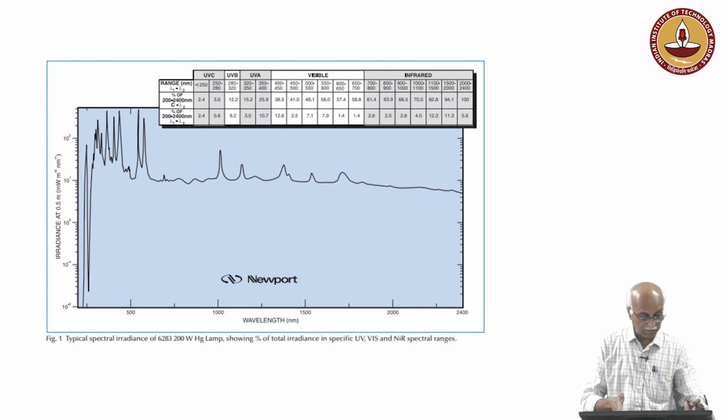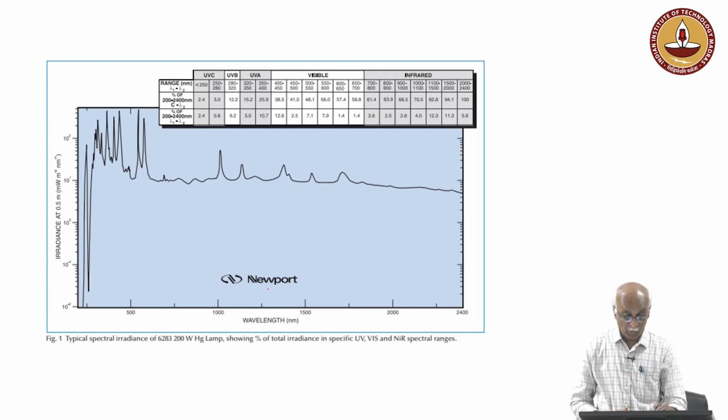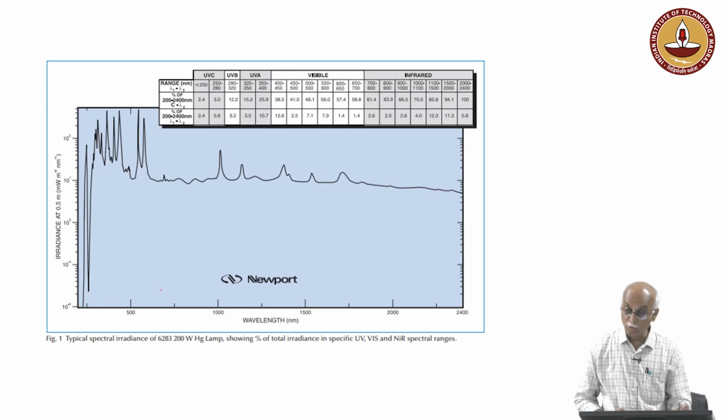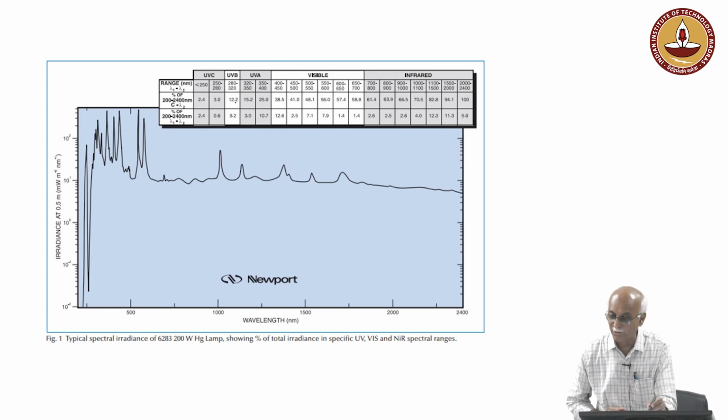This I have taken from the Newport database for mercury lamp. What is the spectrum? You can see, as shown in the previous slide, up to UV, we know up to 380 nanometer it is UV. Beyond 380 nanometer, as written here also, ranges may vary a little bit. So, there is a UV spectrum in this region.